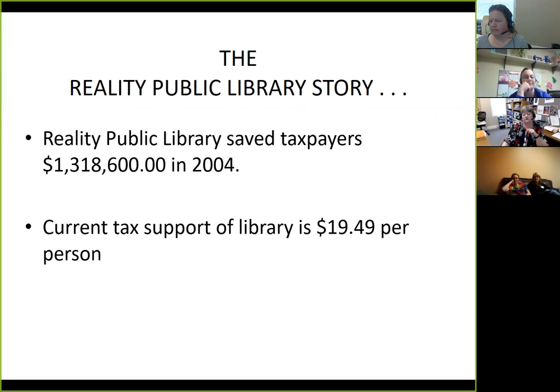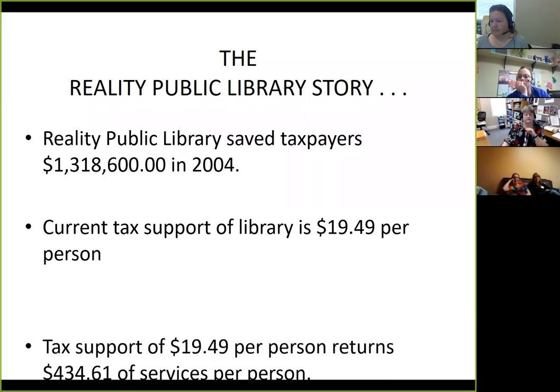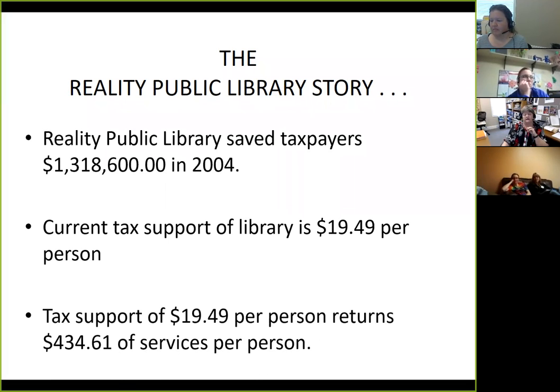I took the tax dollars divided by the population, and it's $19.49 a person. Can't get a good trip to the movies for that anymore. And I had the calculator, and I had the services, and I got this much in services per person. So taking those numbers and extrapolating from them gives you a much more interesting story. And if you put this in some infographic format, it would be really powerful.